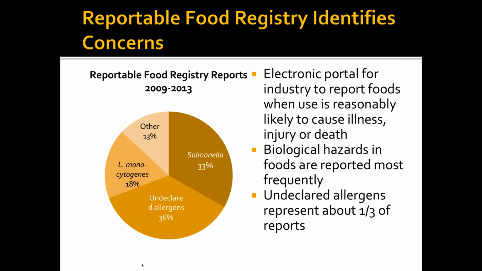When we look at how we know what is happening out there, manufacturers are required after the Food Safety Modernization Act that if they know that there's a problem in their food, they've got 24 hours to report that there may be unsafe food in commerce. That's the Reportable Food Registry. So these are things that people turn themselves in so that we know they're happening. So we have a positive Listeria monocytogenes. As you can see, undeclared allergens is about a third of them.